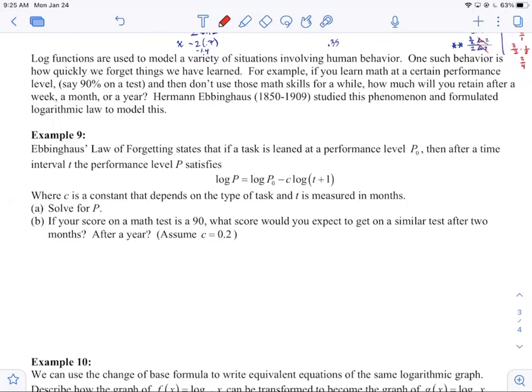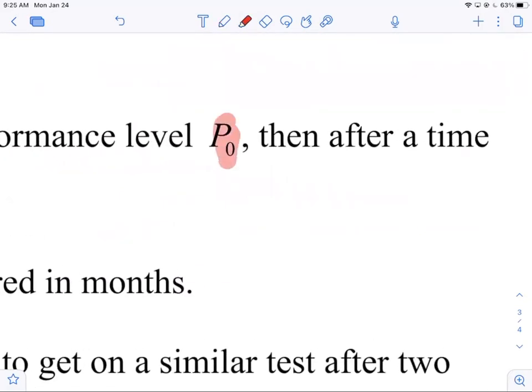In psychology, but because his law is true, you might have forgotten what it meant, right? Because it says if you learn something at a certain level and then you don't rehearse it, if you don't use it, it atrophies. You forget the information. So he says Ebbinghaus's law of forgetfulness states that if a task is learned at a performance level of P sub O, sub O means originally. So you made 100 on a test, you made a 90 on a test, let's say.